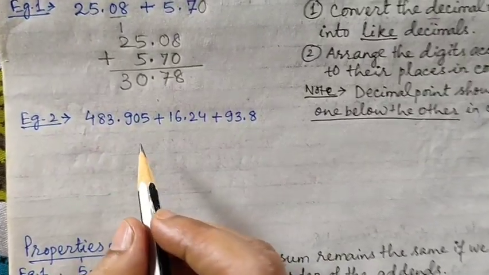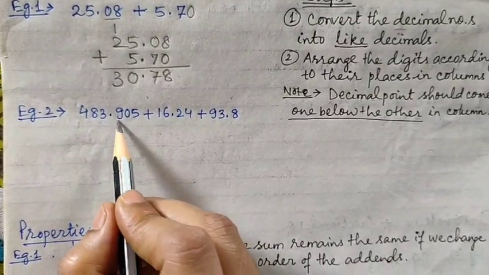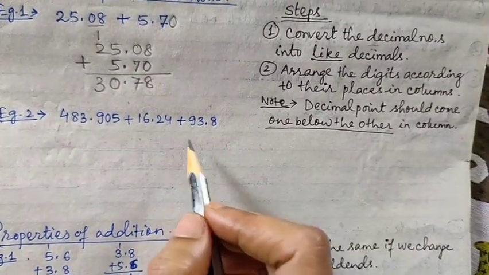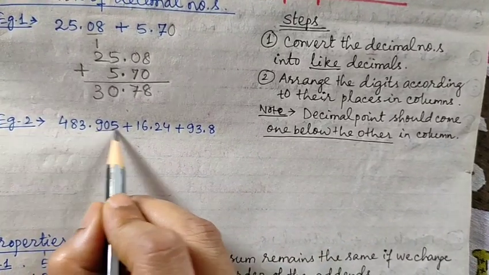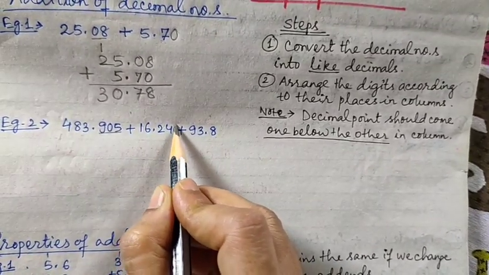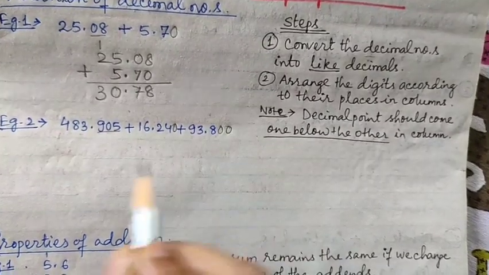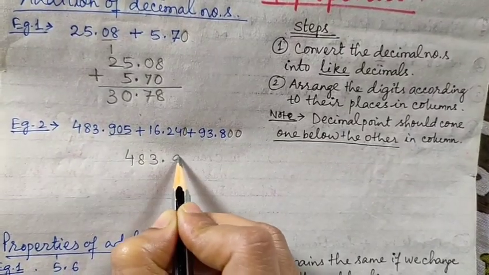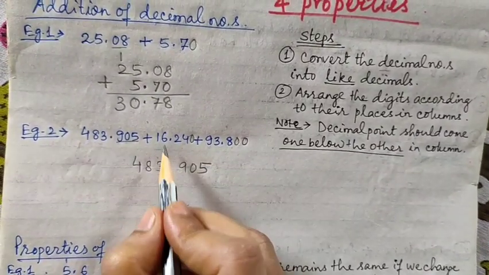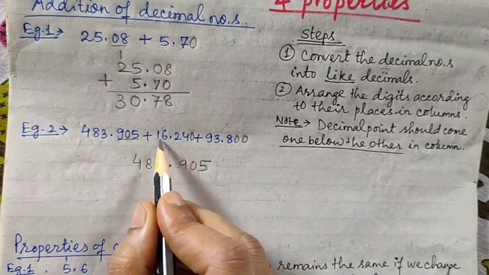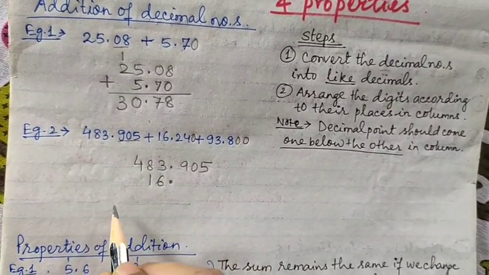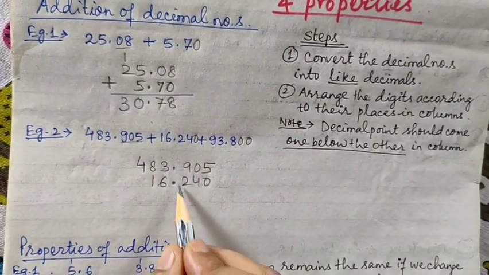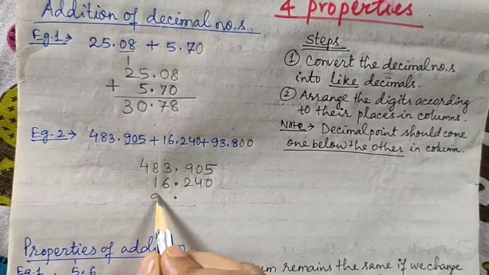Then second example, 483.905 plus 16.24 plus 93.8. Here also first you have to convert into like decimals. Maximum 3 decimal places. So here you have to put 1 more zero, here 2 more zeros. Then you have to arrange in columns. So write 483.905. Then point के नीचे point. Then before point 16. So 6 and here 1. Then 240.